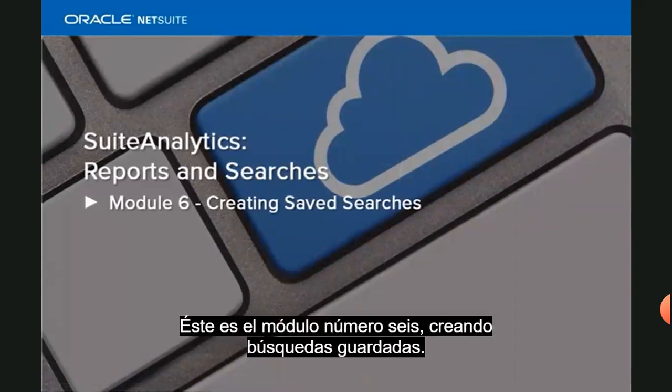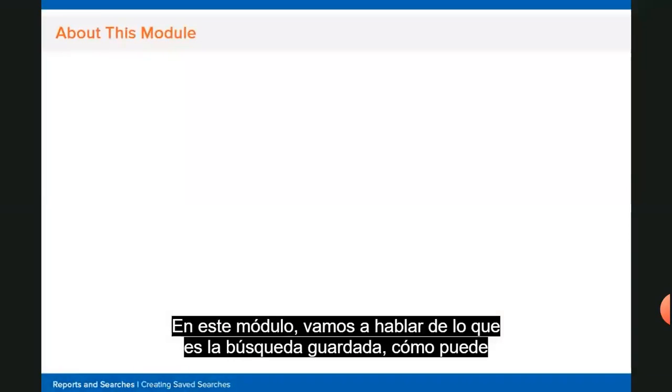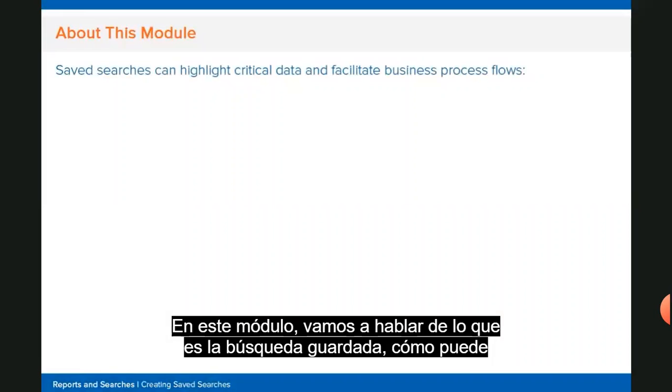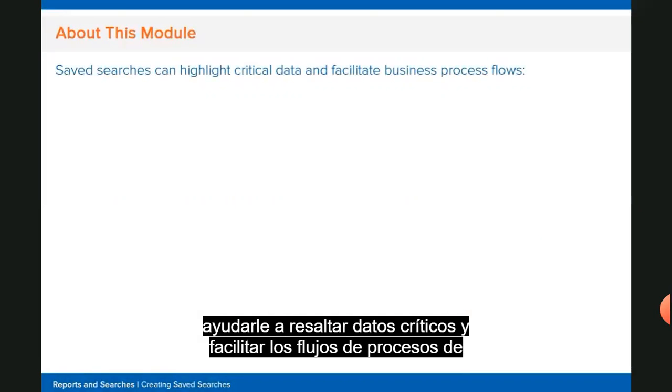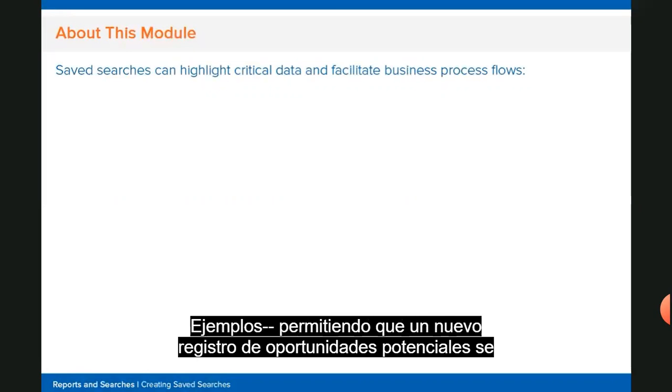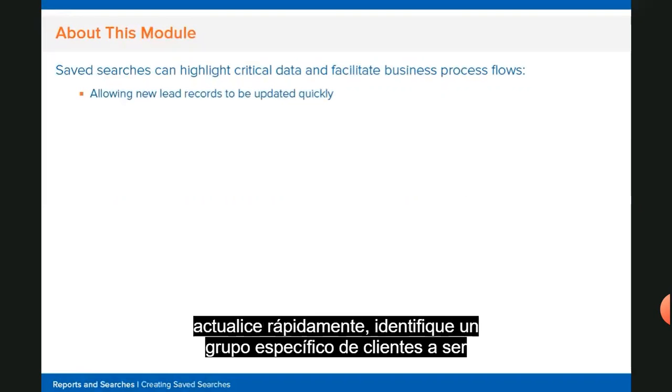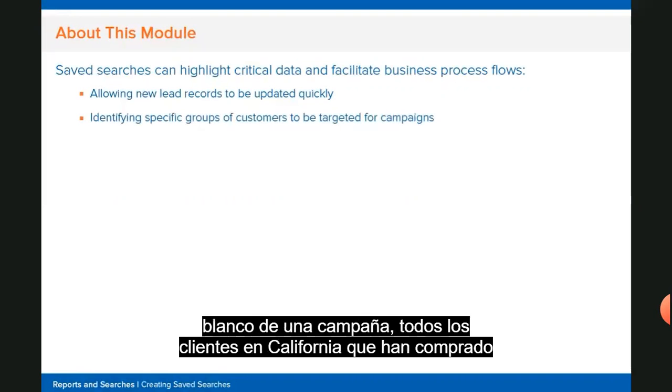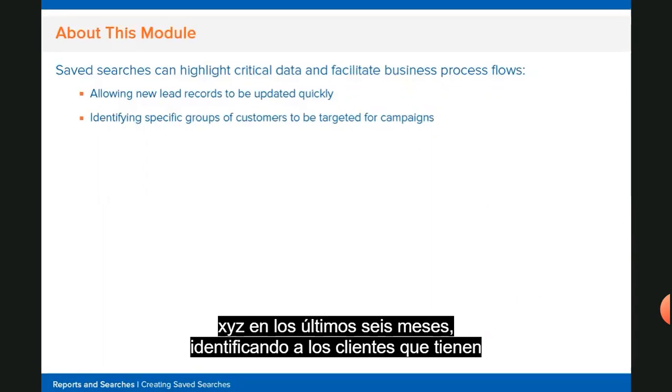This is module number 6, creating saved searches. In this module, we're going to talk about what is a saved search, how it can help you highlight critical data, and facilitate your business process flows. Examples: allowing a new lead record to be quickly updated, identify a specific group of customers to be targeted for a campaign.